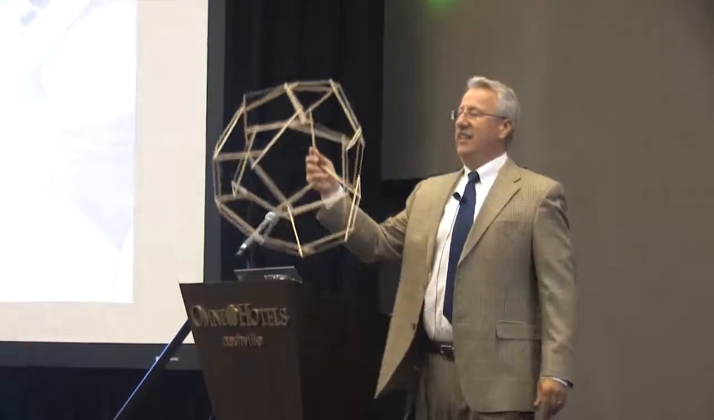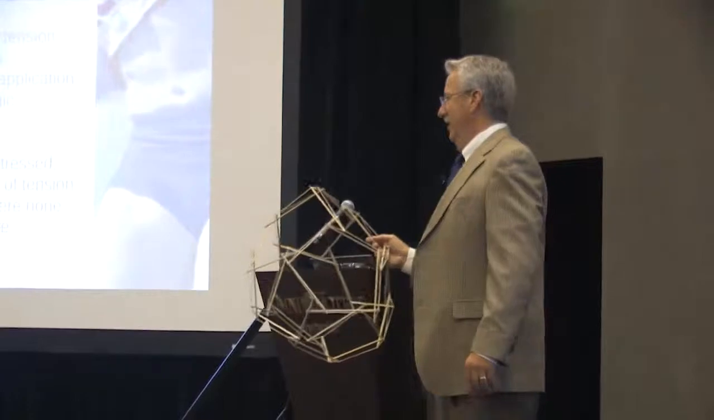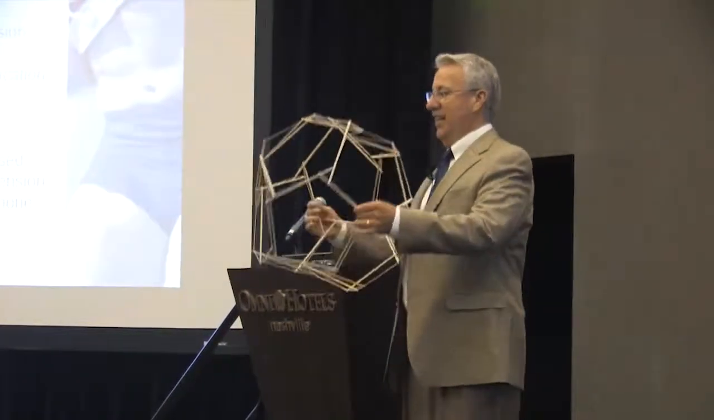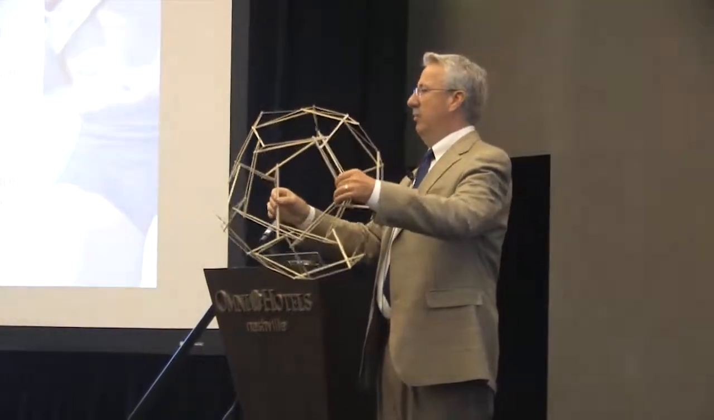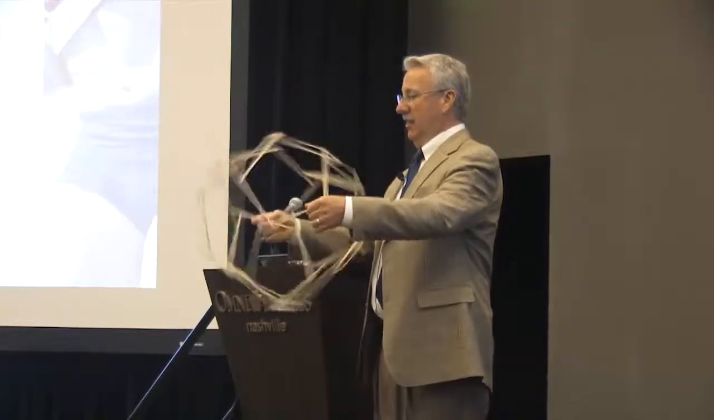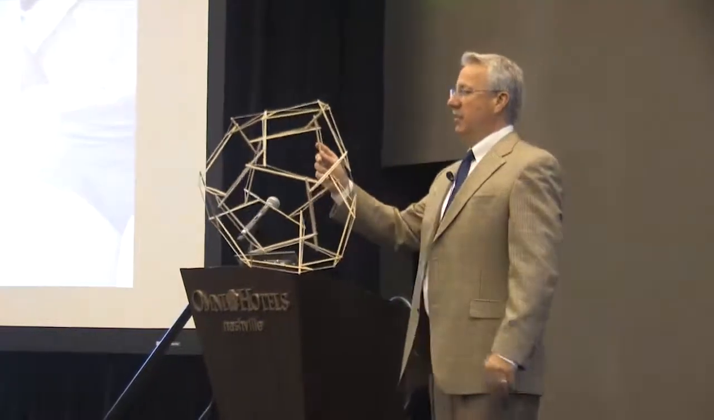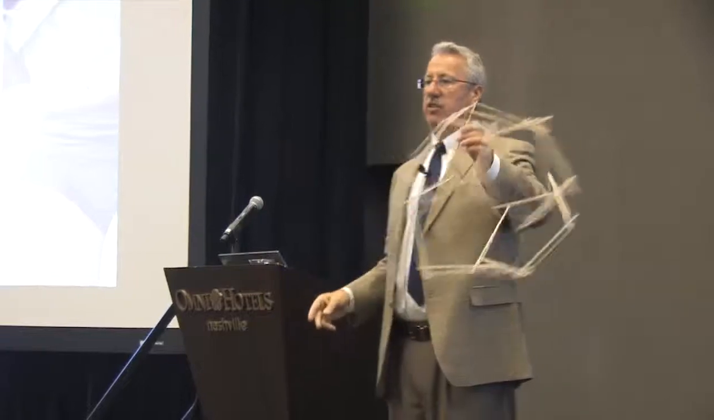And then this is a duodecahedron. There are 12 pentagons in this. None of the members compress with each other. It's all built on tension.